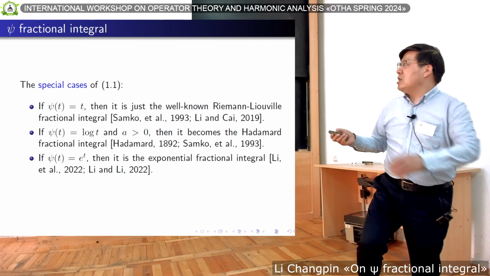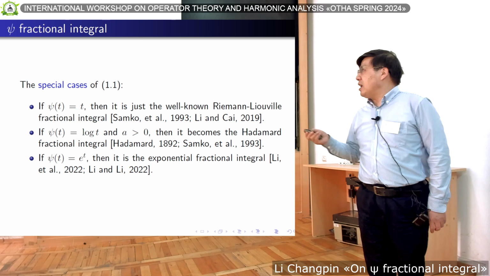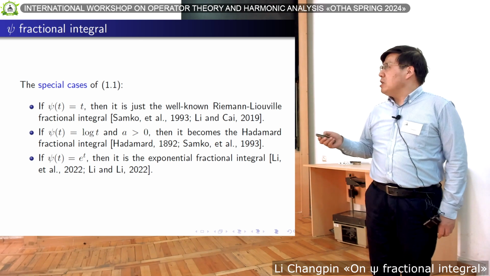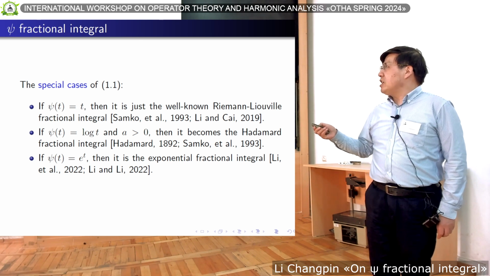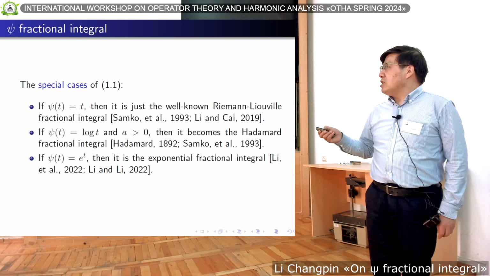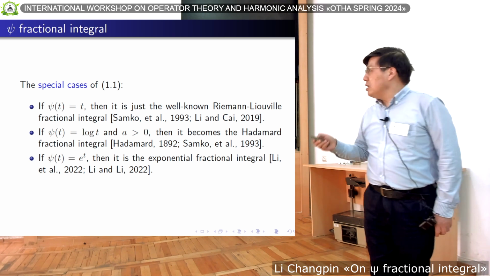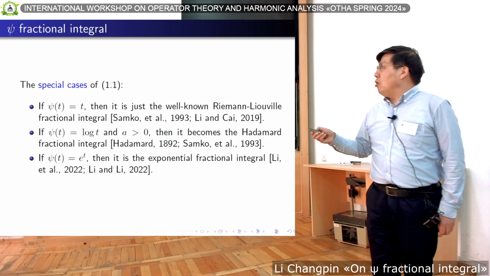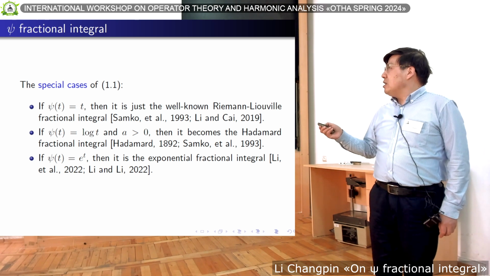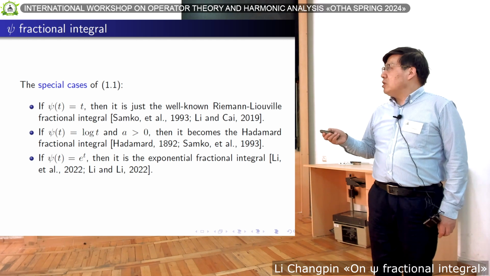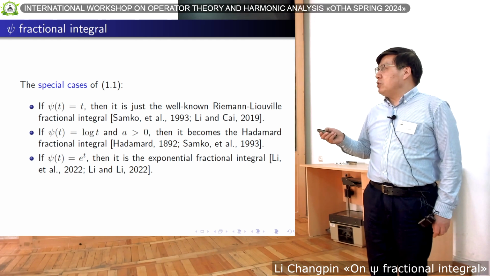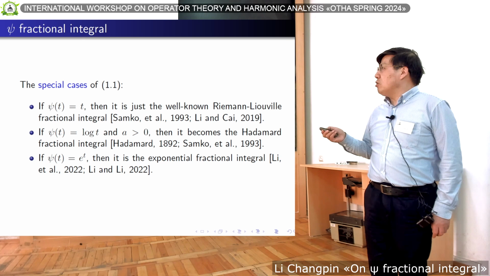Several special cases are used below. If psi(t) equals t, it is just the classical Riemann fractional integral. This is the thick book, the classic textbook. And if it is log t, then it becomes the Hadamard fractional integral. When psi(t) equals e to the t, it is the exponential fractional integral.